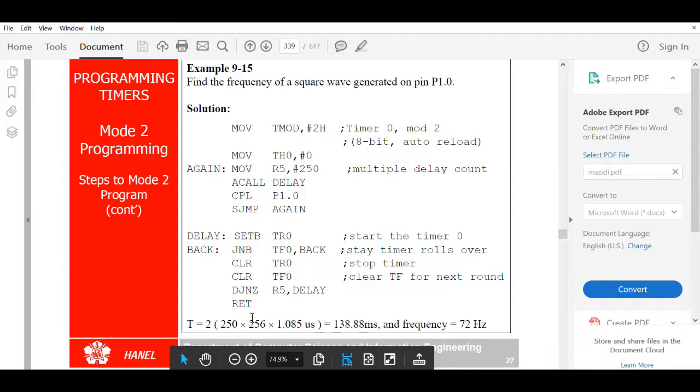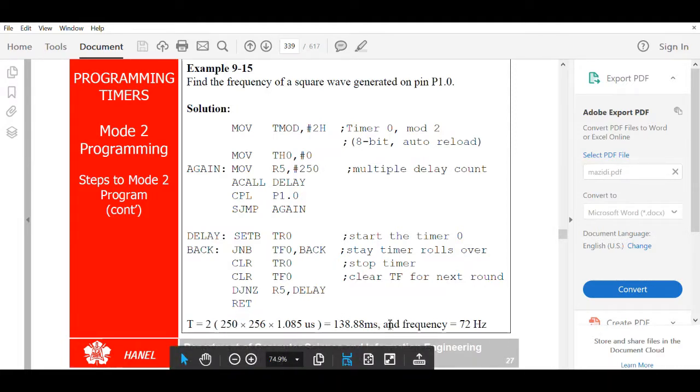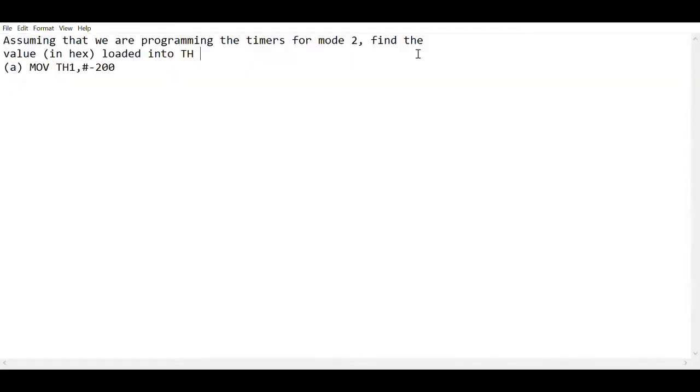Okay. So what is the time delay? Once the delay is executed, how many times? 256 minus 0 into 1.085 microsecond. That is for 1/2 of the time period. That multiplied by 2 will give the one full period for one delay. Likewise, you have 250 times that delay executed. So that multiplied by 250. So this is the total time and the frequency will be 72 hertz.